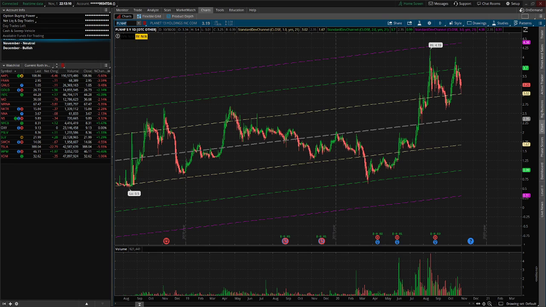When you're doing option selling, you need to sell with high implied volatility so you get the most premium for the contract, and you want implied volatility to fall. That's important. Let's see what else.